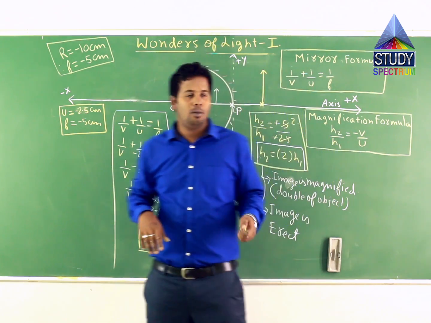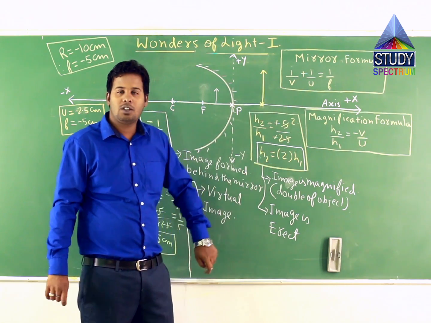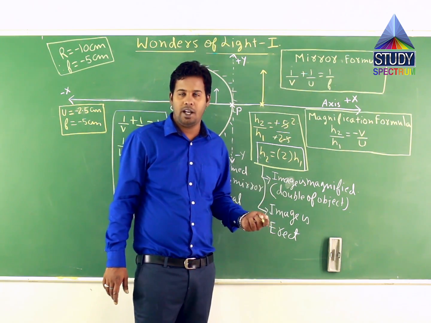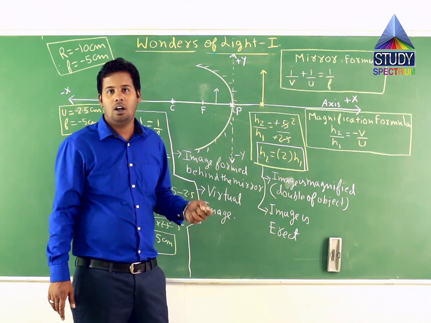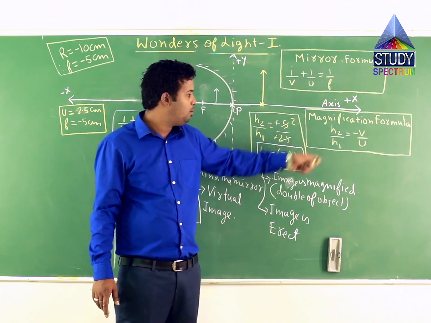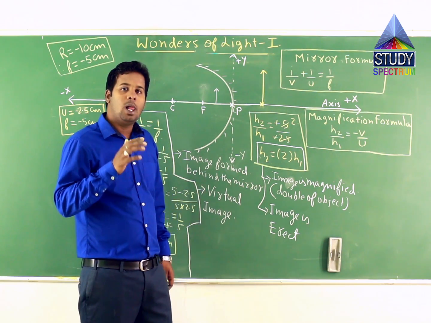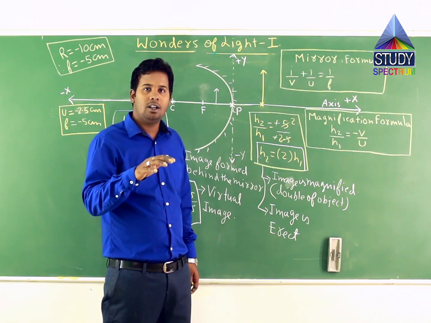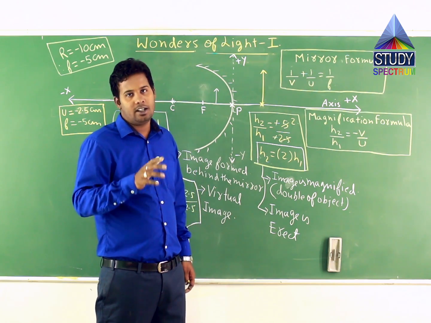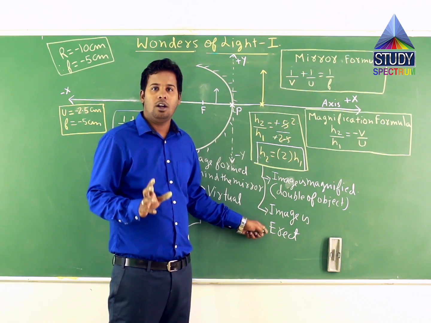We have used two formulas, that is the mirror formula and the magnification formula. The mirror formula is 1 by v plus 1 by u is equal to 1 by f, which gives us two results. The first result is the position of the image. The second result is whether the image is real or virtual. The second formula, the magnification formula, that is h2 by h1 is equal to minus v by u, gives two other results: whether the height of the image is equal to the height of the object, more than the object, or less than the object, that is diminished. And the fourth result is whether the image is erect or inverted.